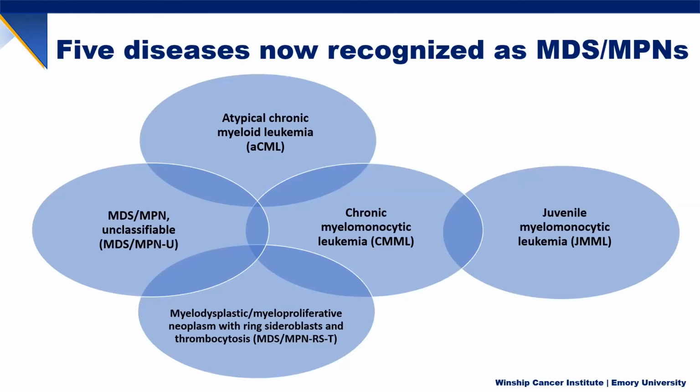So there are now 5 total diseases within this category that are recognized. I have JMML, or juvenile myelomonocytic leukemia, on the right here. That's actually a pediatric disease. And then of the 4 predominantly adult diseases we see, the first is chronic myelomonocytic leukemia. We abbreviate that as CMML. Atypical chronic myeloid leukemia as aCML. And the longest name here is myelodysplastic/myeloproliferative neoplasm with ring sideroblasts and thrombocytosis, or MDS/MPN-RS-T. And then the last is MDS/MPN unclassifiable, which, as we'll talk about, is a bucket for all the rest of the patients that don't necessarily meet criteria for these other distinct entities.